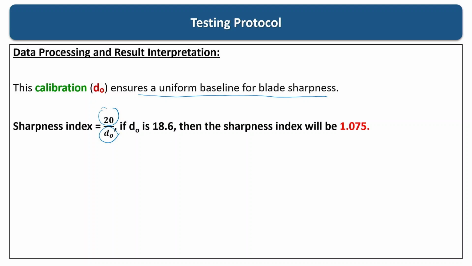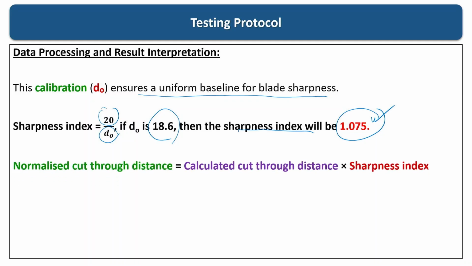So, if D0 is say 18.6, then the sharpness index will be 20 by 18.6, which will be 1.075. This sharpness index will be used to correct the distance, that is the normalized distance.